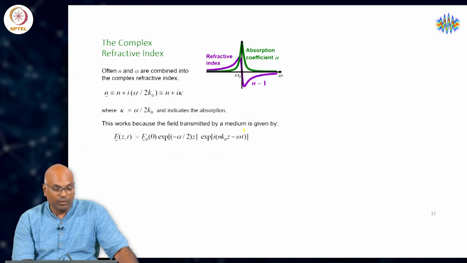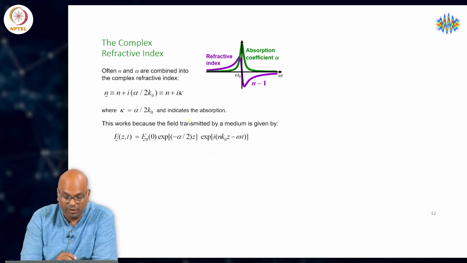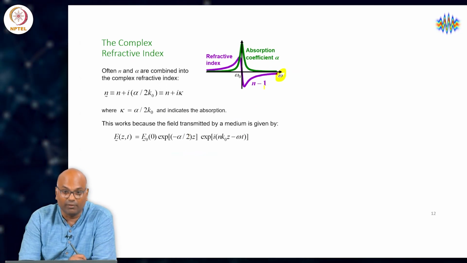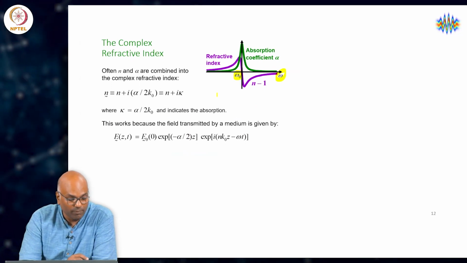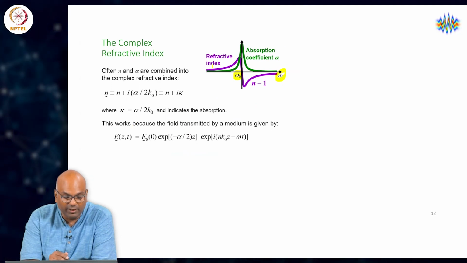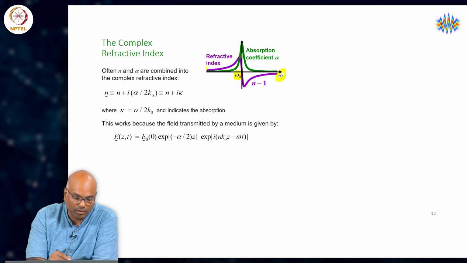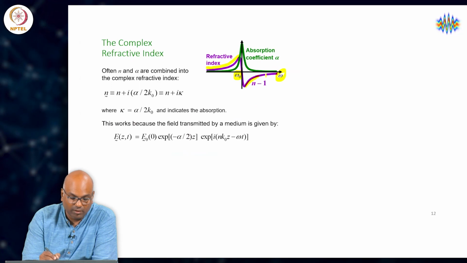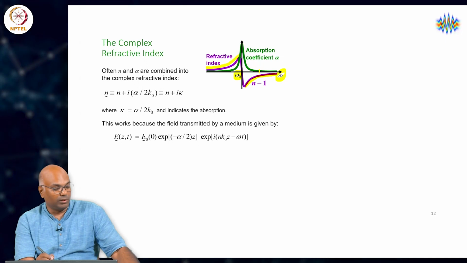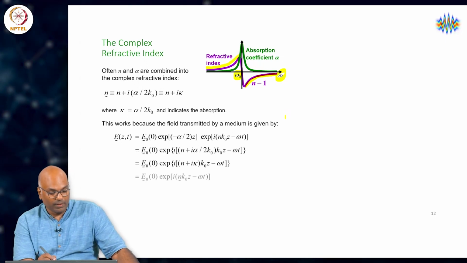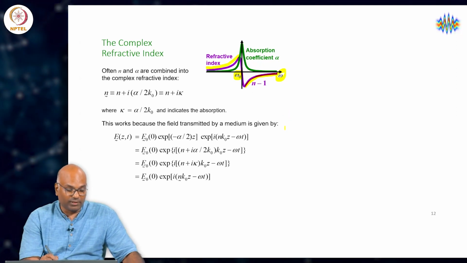Now, the complex refractive index can be plotted as a function of frequency omega, the driver frequency, with omega naught, the resonant frequency of the medium, playing a central role, where the refractive index has this Z shaped curve, whereas the absorption coefficient is an even function of omega centered at omega naught. So, that is the equation for the transmitted field.